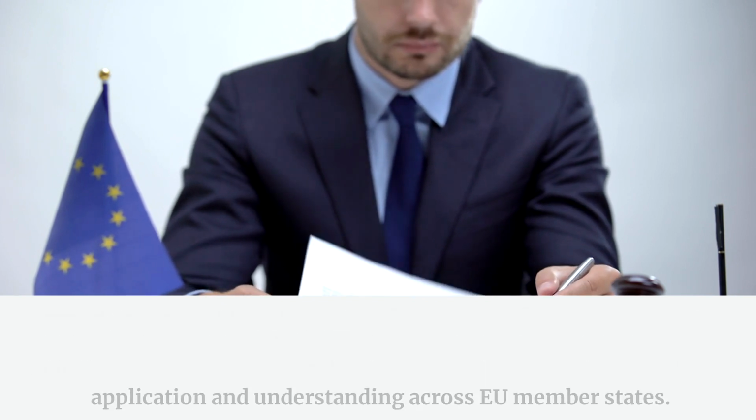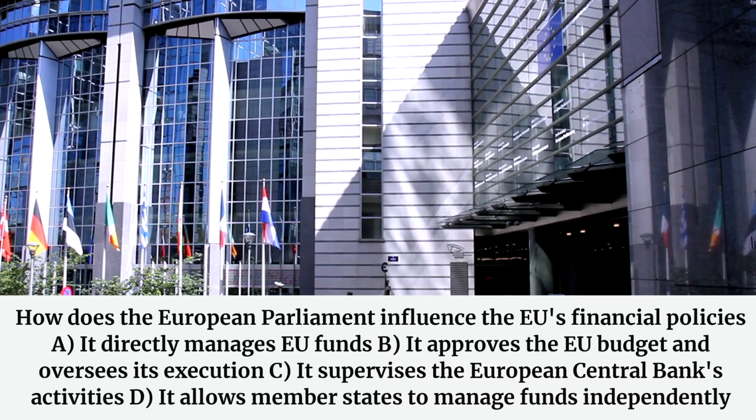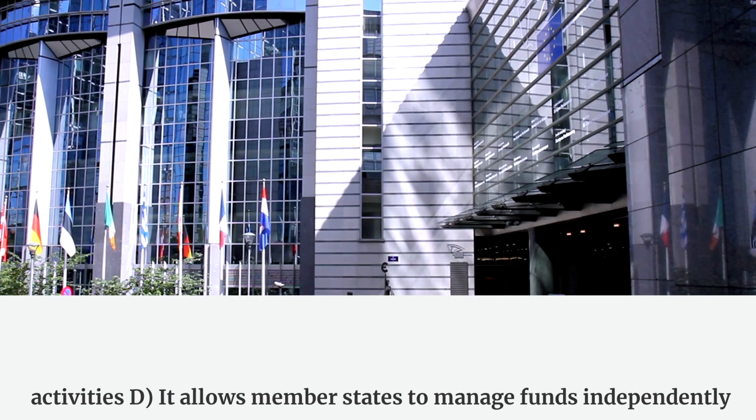How does the European Parliament influence the EU's financial policies? A. It directly manages EU funds. B. It approves the EU budget and oversees its execution. C. It supervises the European Central Bank's activities. D. It allows member states to manage funds independently.